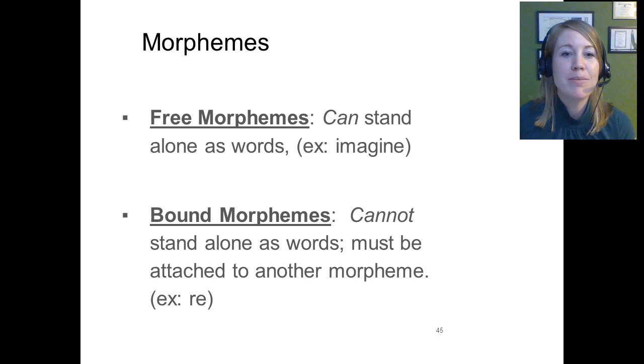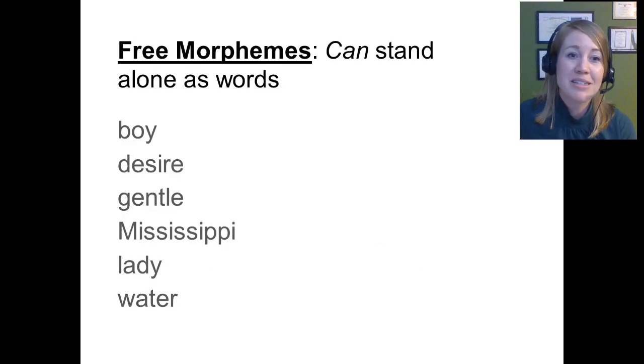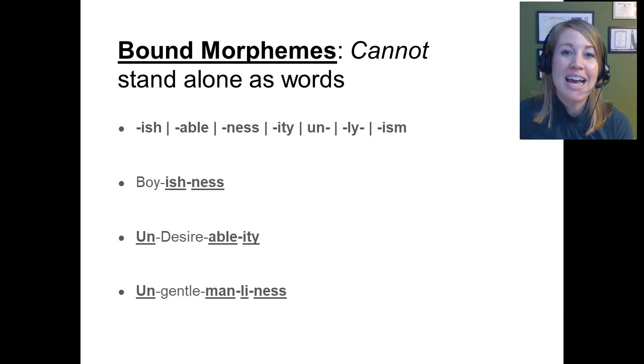So free morphemes can stand alone as a word. Like imagine. Bound morphemes cannot stand alone as words. They must be attached to another word. Here's some examples of some free morphemes. Boy, desire, gentle, Mississippi, lady, water. And we can add plenty of bound morphemes to these. These are morphemes that can't stand alone as words. Ish, able, ness, ity, un, ly, ism.